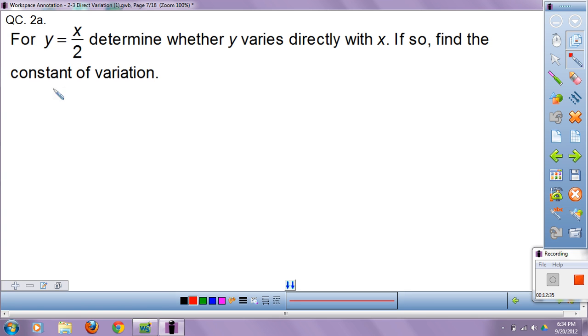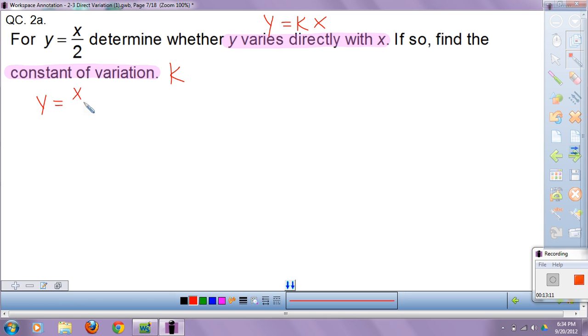Okay, so let's solve Quick Check 2a. Again, we want to know, does y vary directly with x? That means, is it a direct variation? If so, we want the constant. That's your k. So is it a direct variation? Y equals kx. This looks a little weird. There's not a number in front of your x, but we can rewrite this. Y equals x divided by 2 is the same as y equals 1/2 times x.